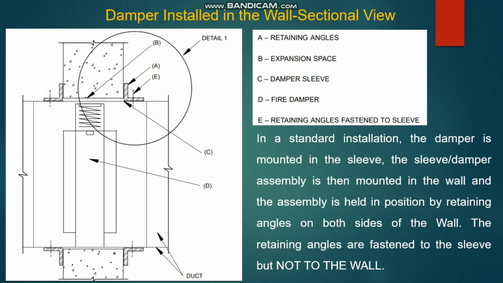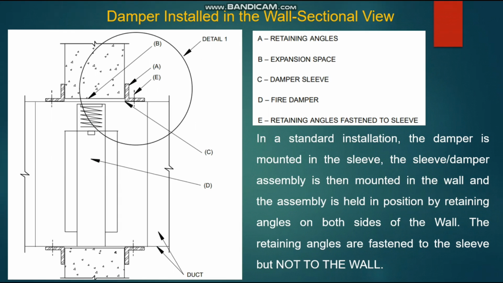In a standard installation, the damper is mounted in the sleeve. The sleeve and damper assembly is then mounted in the wall, and the assembly is held in position by retaining angles on both sides of the wall. The retaining angles are fastened to the sleeve like you see in this image, but not to the wall.